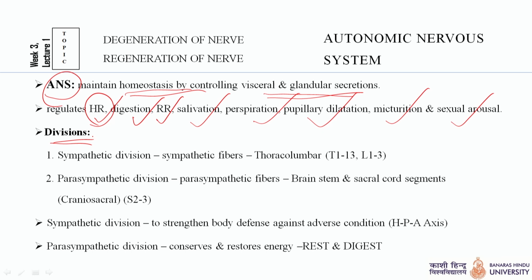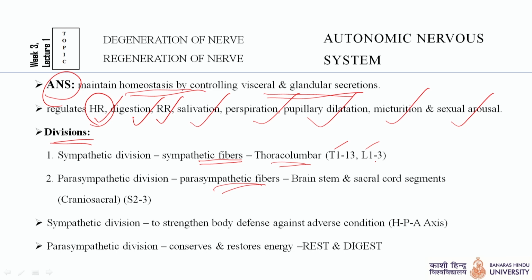The sympathetic division is innervated through the sympathetic fibers, whereas in the parasympathetic division the innervation takes place through the parasympathetic fibers. The sympathetic fibers originate from the thoracolumbar division, that means thoracic vertebrae T1 to T12 and lumbar vertebrae L1 to L3. From these the sympathetic fibers, the sympathetic division, originate, right?